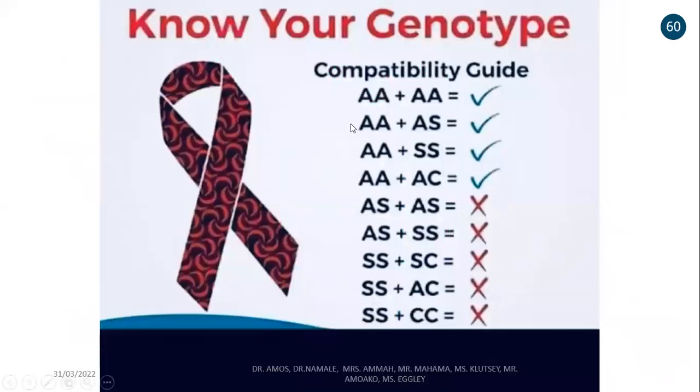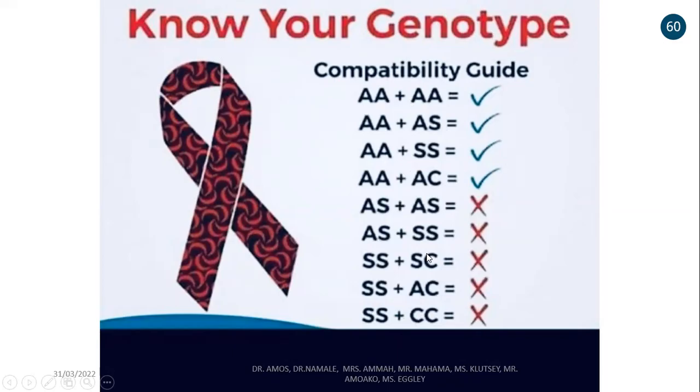So when you do the matching, remember that the father is giving one allele and the mother is giving one allele. If both parents are AA, they are good to go. If one is AA and one is AS, they are also good to go. If one is AA and one is SS, they are good to go. If one is AA and one is AC, they are good to go. Even if one is AA and the other is CC, they are also good to go. But AS and AS, AS and SS, from here downwards, it is not advisable.